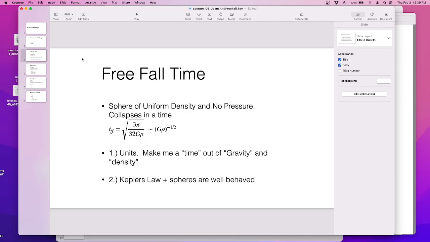So what are the units on G? What are the units on time? Seconds. What are the units on density in CGS? Grams per centimeter cubed. And what's G in CGS? Centimeters cubed per gram per second squared. Well, I know it was something along the lines of that. I have to go through that every time I write it down in CGS.